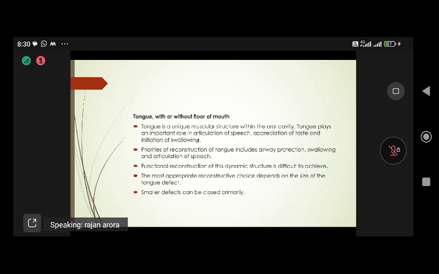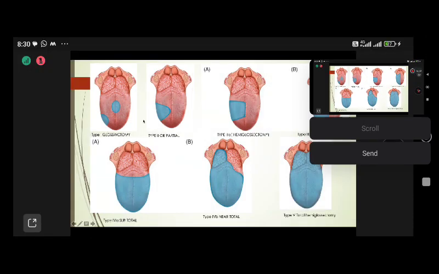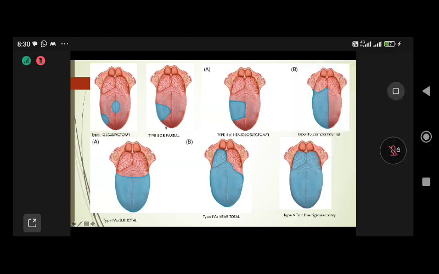The most appropriate reconstructive choice depends on the size of the tongue defect. A smaller defect can be closed primarily. This is the classification of glossectomy. Small defects or partial glossectomy of less than one third can be closed primarily, and others need reconstruction with some kind of flap.